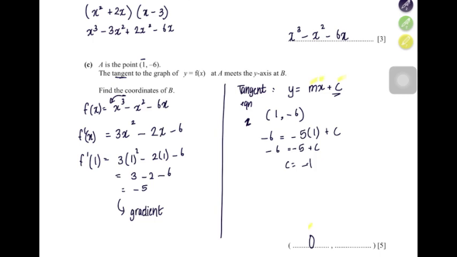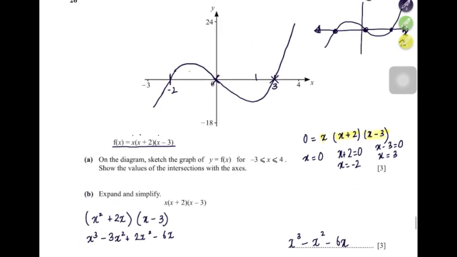Now for your equation, you have your m, you have your c, and you also have your x. So can you find y? When x is 0, m is negative 5, x is 0, plus negative 1. This equals 0 minus 1, which equals negative 1. So the y value is negative 1. That means if this was point A, point B has a y value of negative 1. This is B.